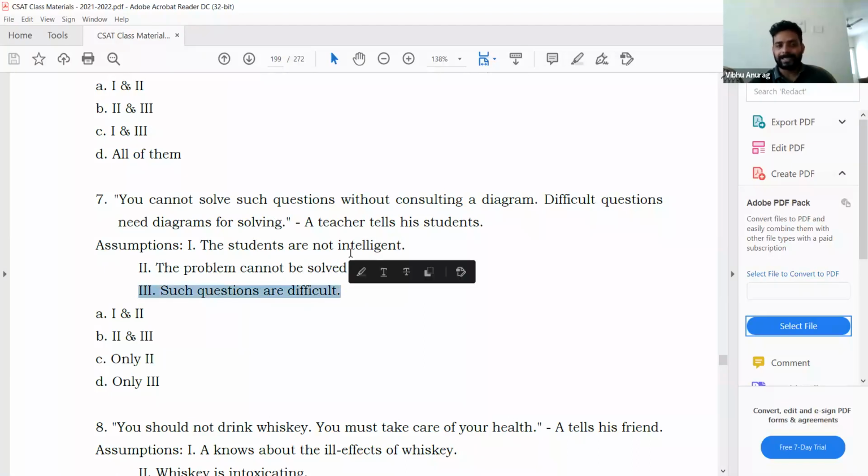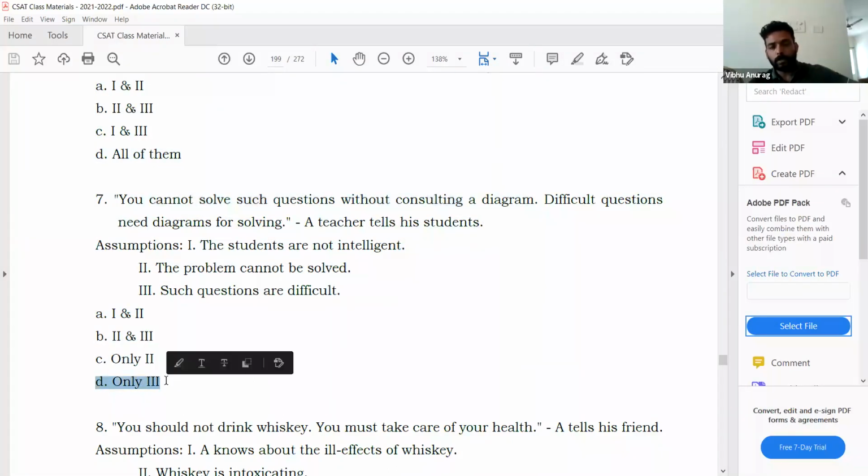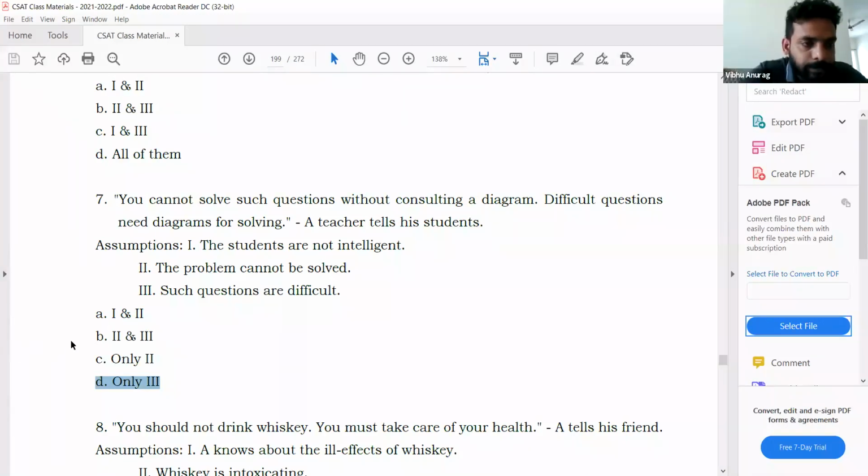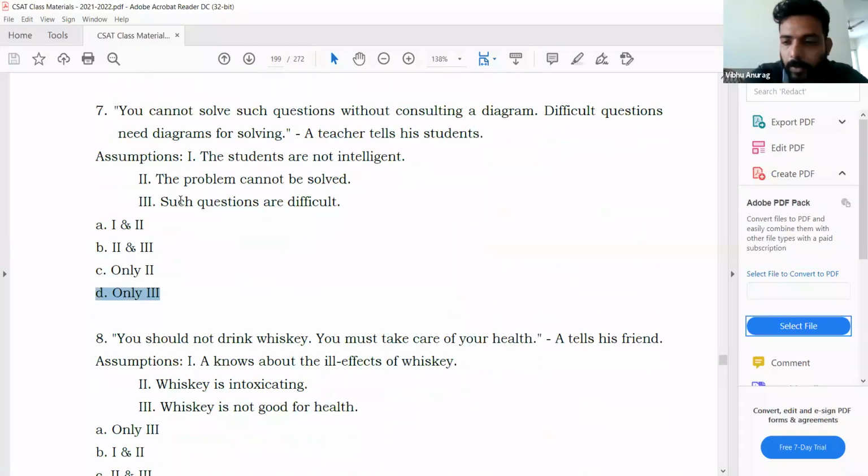Third one, such questions are difficult. Yes, because he's saying you cannot solve such questions without consulting a diagram. So you need a diagram. And difficult questions need a diagram. So he believes that such questions are difficult questions. So yes, only 3. D is correct. Only 3. Okay, only 3 is correct. Then, okay, before we move on, doubts please. Any doubts with this?